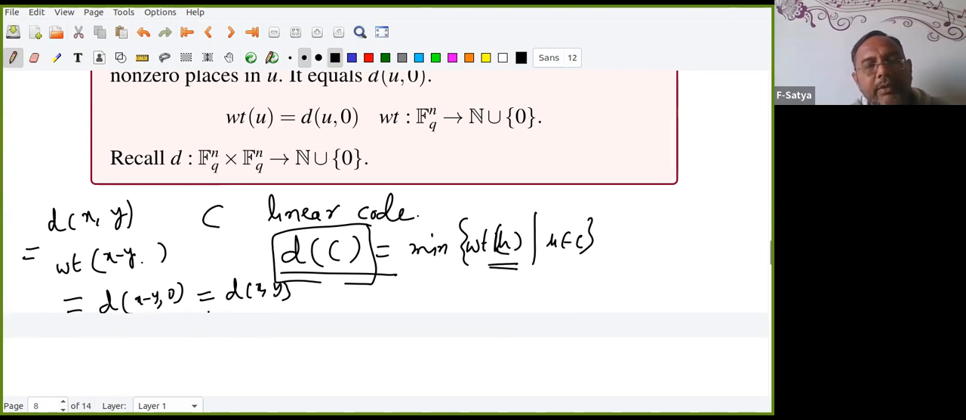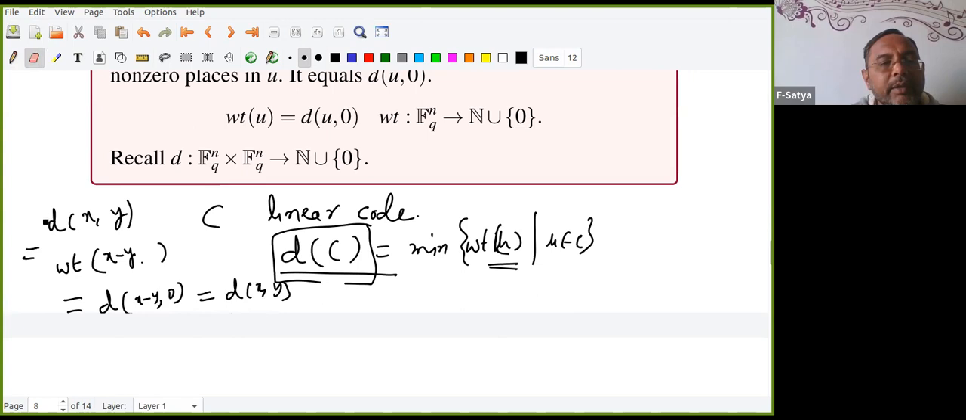See, the distance of x comma y is how many places they are different. For that, I am first taking the difference, and looking at the distance between them. So how many places do they differ from 0? It is very, very straightforward, right? That is the thing.